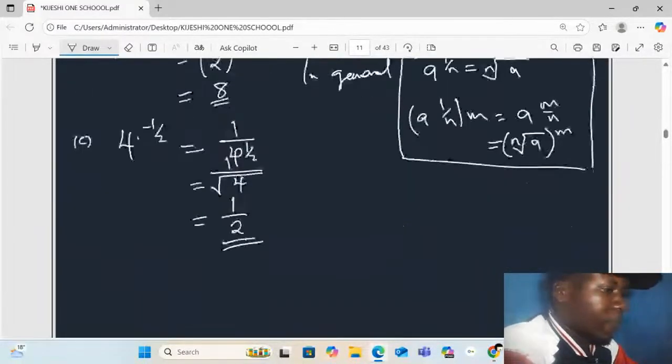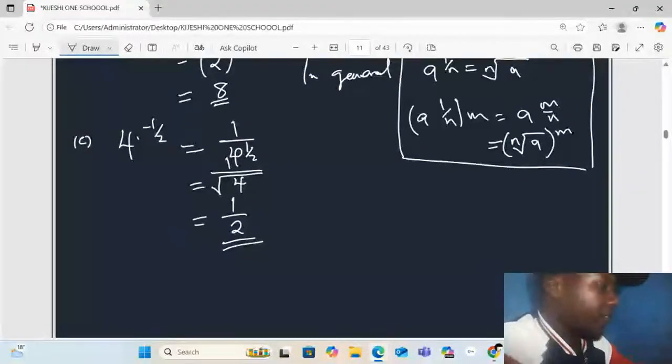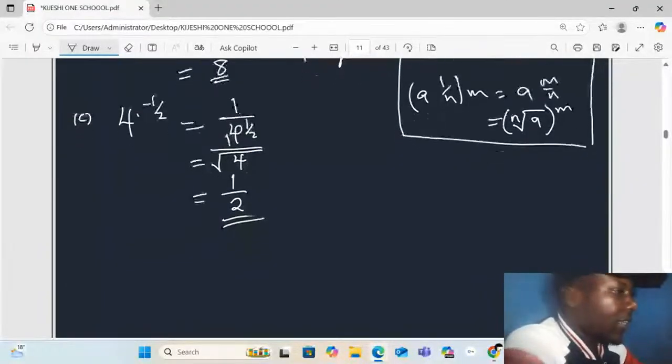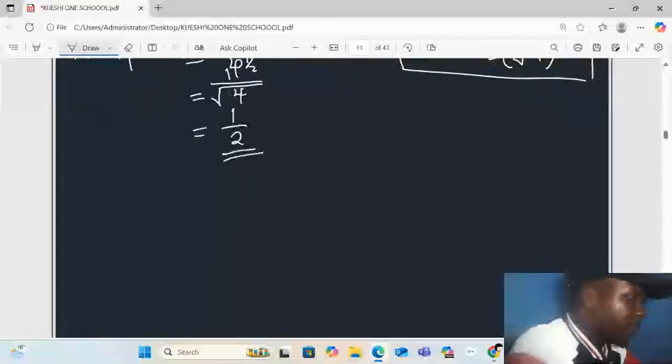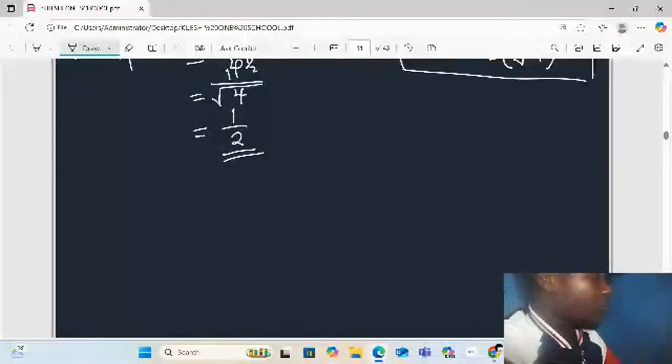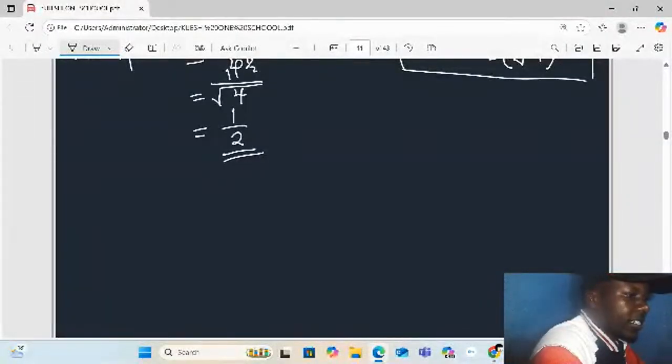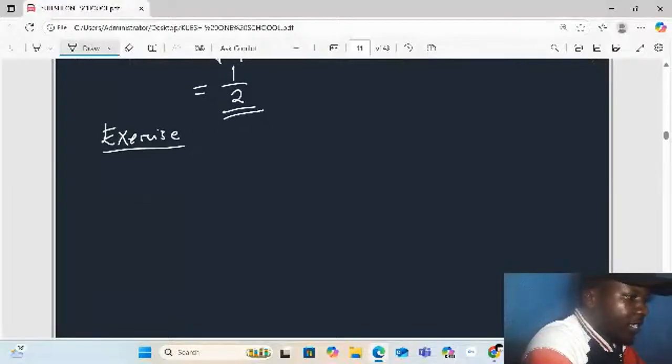Now, I think that is what I can have for indices, and I think we shall have something on logarithms so that we can connect indices and logarithms in our next class. So something to take home, you can get this exercise so that you can do it in your free time. You can try so that you can see if you've understood the concept.